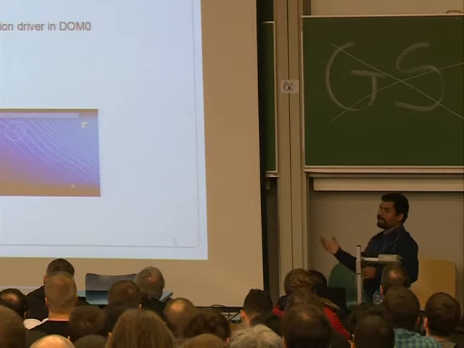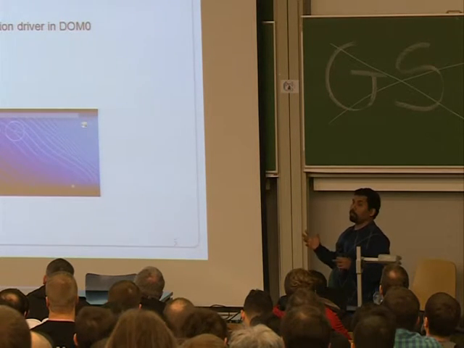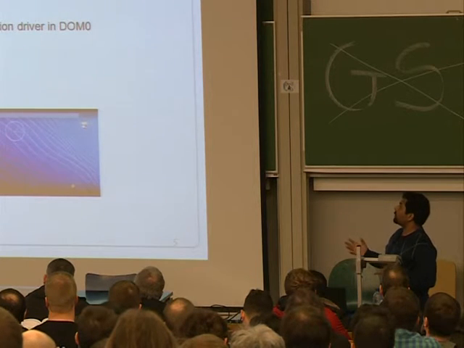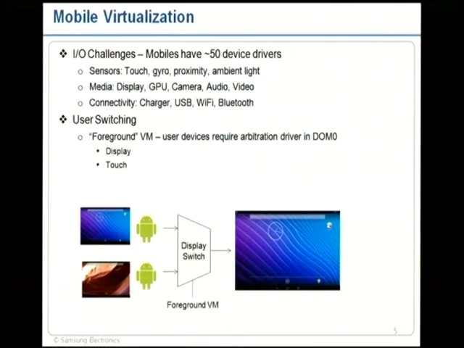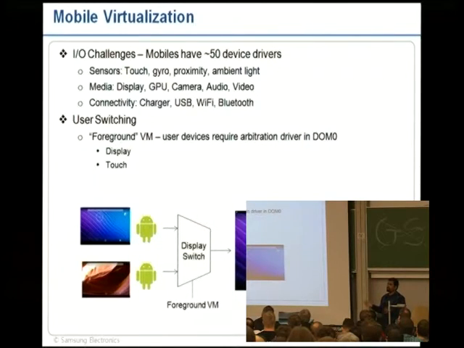So what are the challenges? The challenges for virtualization for a mobile device are primarily the IO. For virtualization on a server, basically you handle the block drivers and network drivers. The workloads are different, so you focus on those two types of IO. But for a mobile device, tablets as well, we have tens of IO devices. We have lots of sensors. We have media, display, camera. We have connectivity. All these drivers, you can emulate and trap and put them completely in the hypervisor.